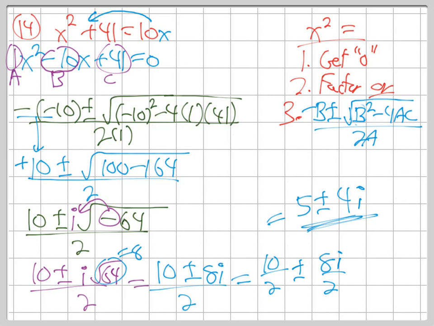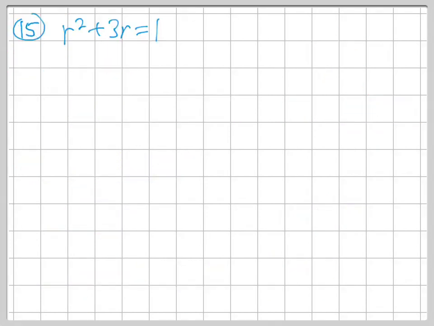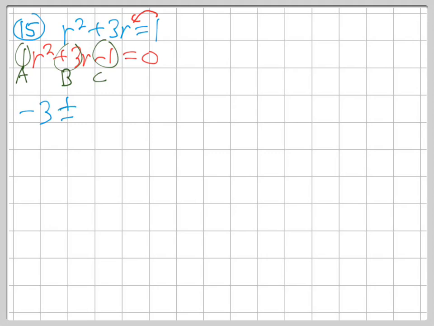4i. There we go. Okay, so now number 15, same kind of thing. Jump this 1 over: r squared plus 3r minus 1 equals 0. Use the quadratic formula, so a is 1, b is 3, c is negative 1. So it's going to be negative b plus or minus, remember the quadratic formula right over here, negative b plus or minus the square root of b squared minus 4ac all over 2a. Have that on your 3x5 card for sure.